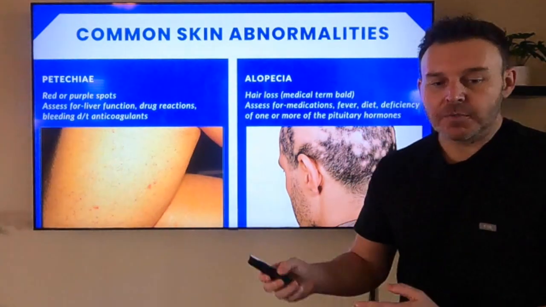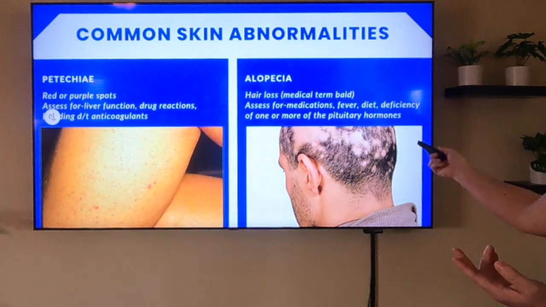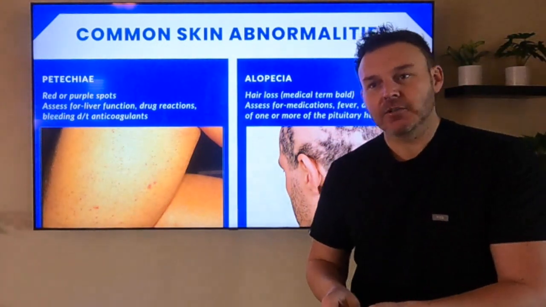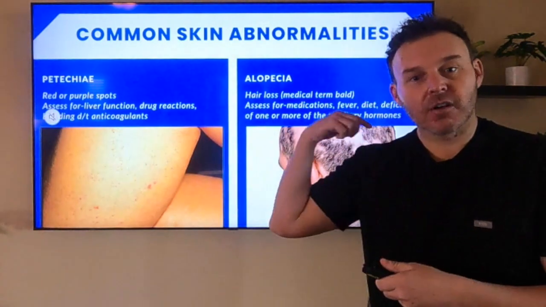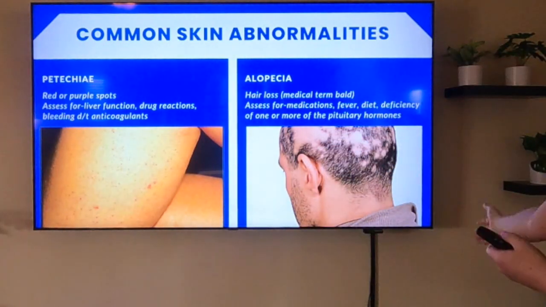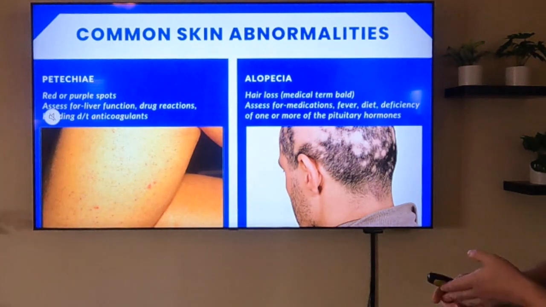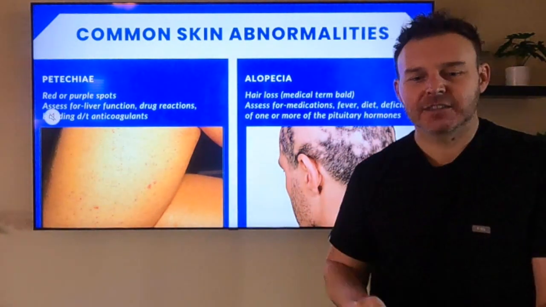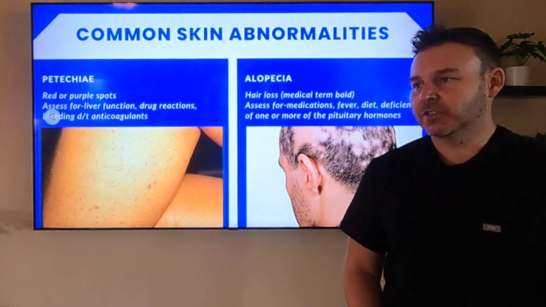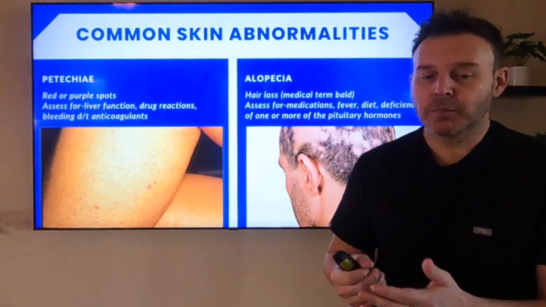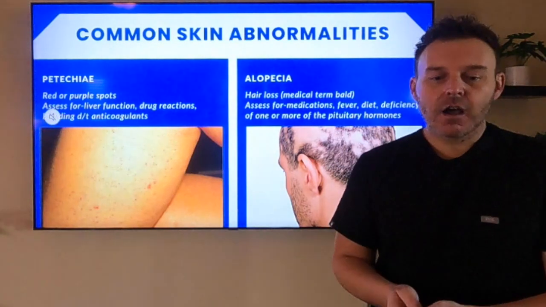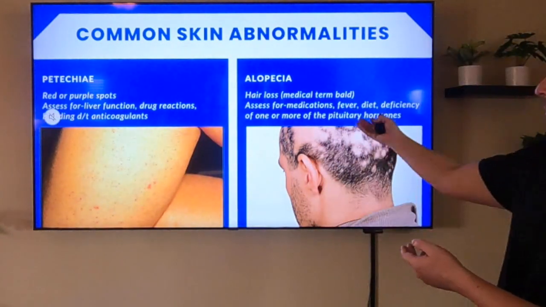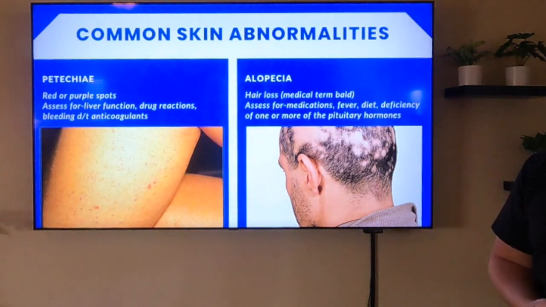Then on the other side over here, we have alopecia, which is basically the medical term for balding. This patient has random hair loss. There's male pattern balding that you've all seen, where it just goes off the top. This alopecia is going off all over the place. So we've got to assess for what's going on here. Is it medications? Is it fever? Is it their diet? Because if there's a deficiency, they're malnourished in protein, etc., it could be that. It could also be related to their pituitary hormones. And this alopecia can occur to both men and women.